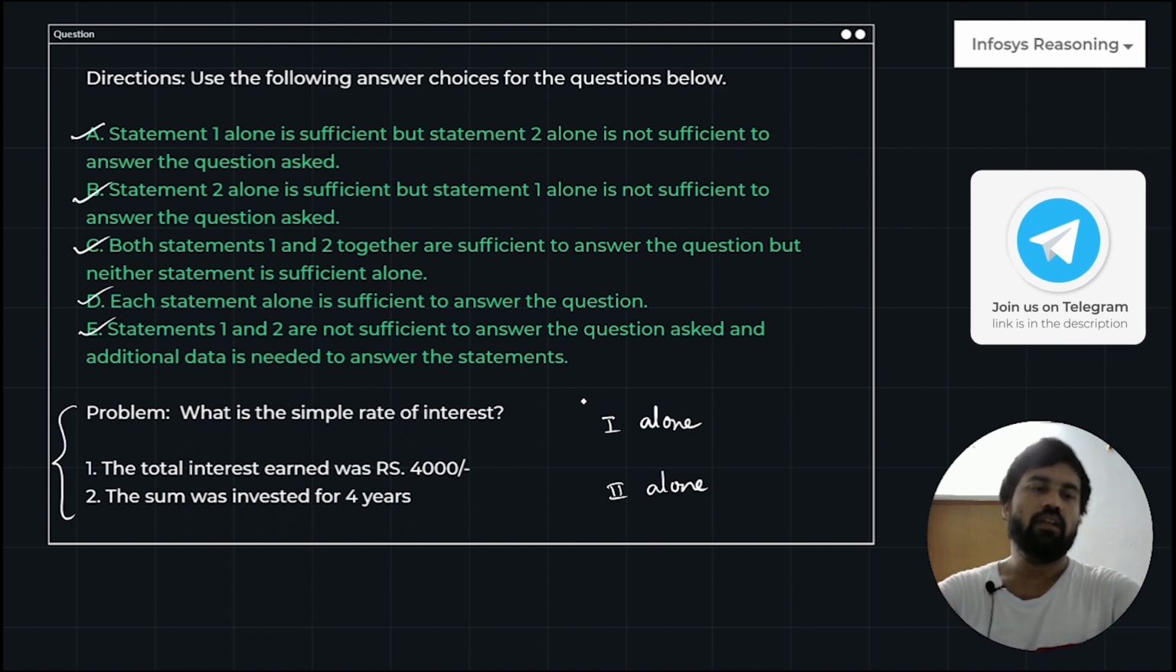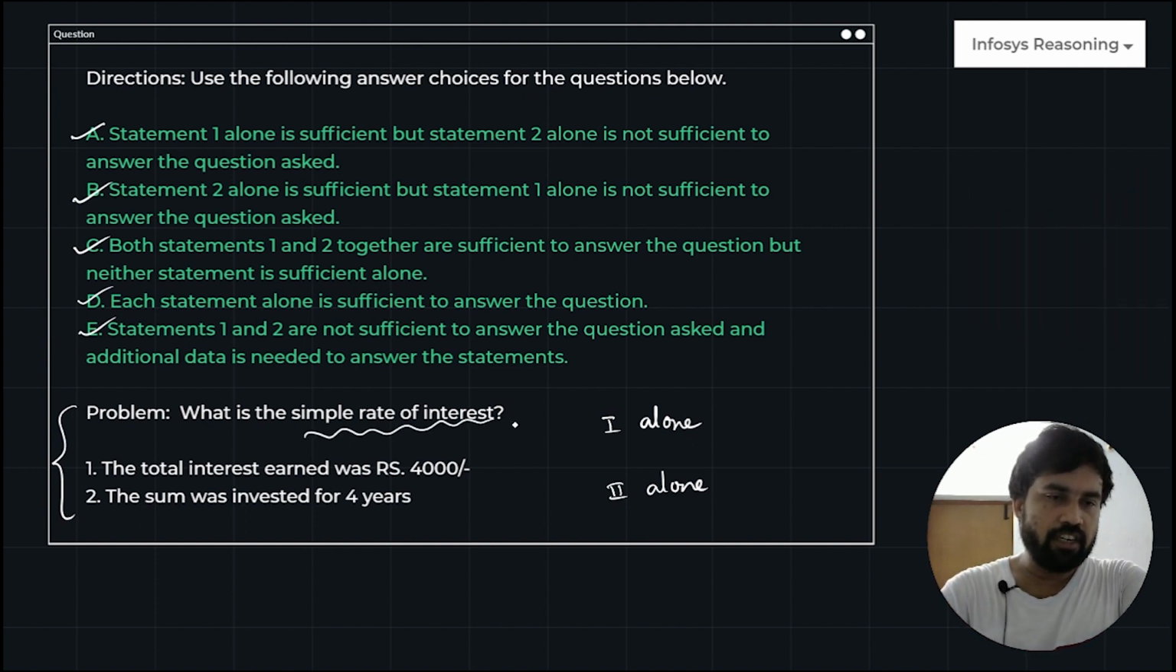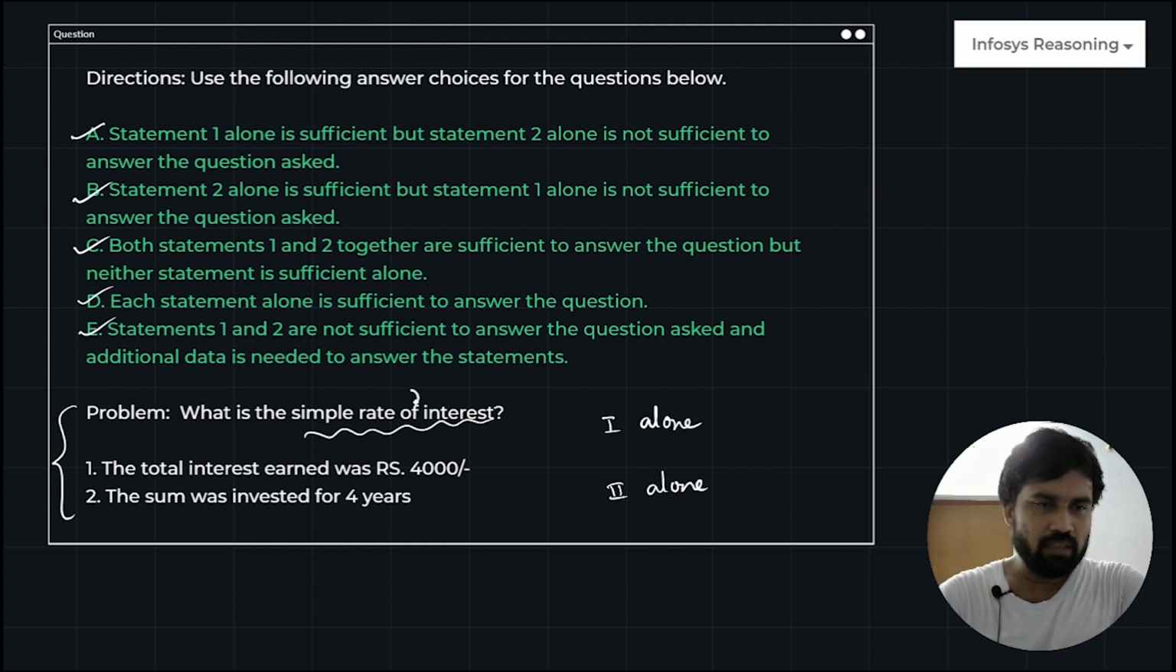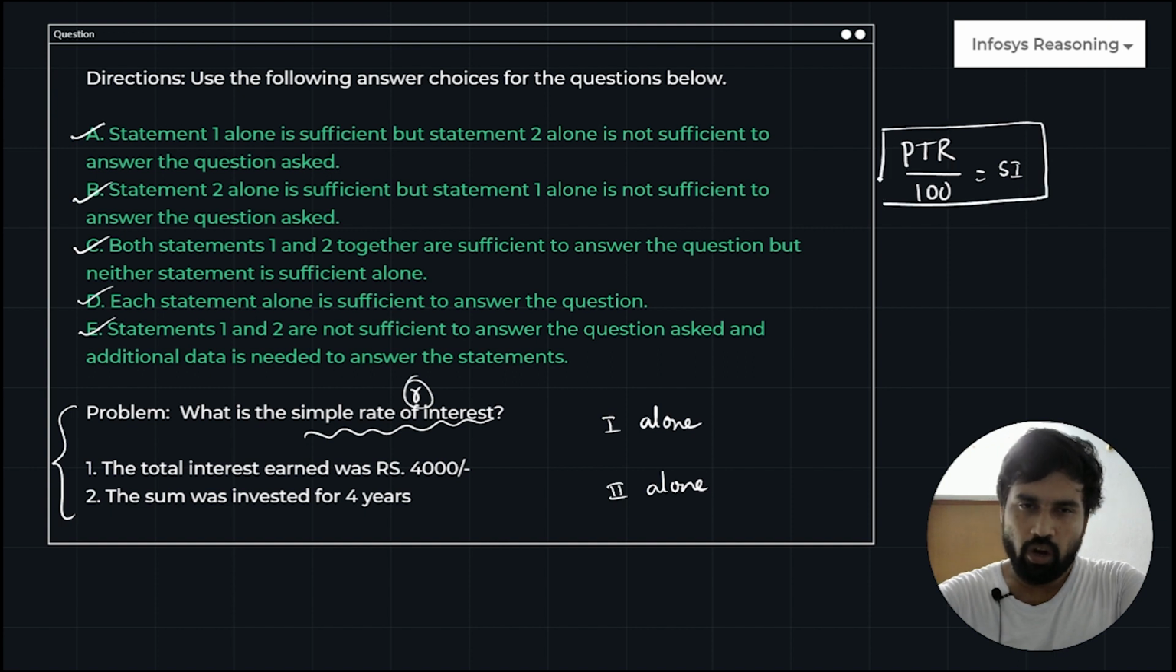So just look here. What is the simple rate of interest problem or formula? Rate of interest is nothing but R, right? You have to find the rate of interest. So we have a formula for simple interest, which is nothing but PTR by 100 is equal to simple interest. This is the basic formula we all know, right?